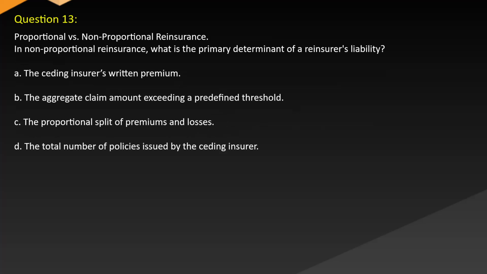Question 13. Proportional versus non-proportional reinsurance. In non-proportional reinsurance, what is the primary determinant of a reinsurer's liability? A. The ceding insurer's written premium. B. The aggregate claim amount exceeding a predefined threshold. C. The proportional split of premiums and losses. D. The total number of policies issued by the ceding insurer.